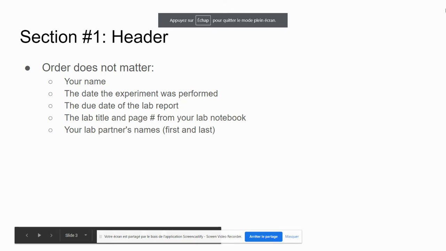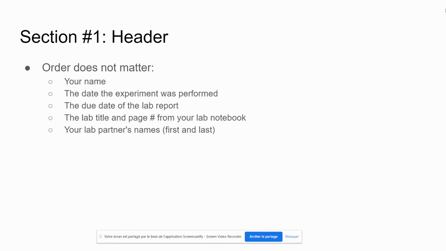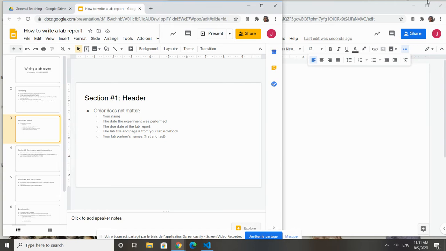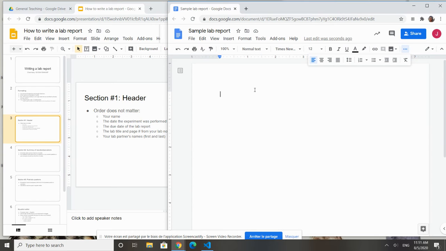All right, our first section is the header. This is free points if you do it correctly. I'm going to walk through what this would look like. All right, so you're going to put your name. So I'm going to put my name. You put your name. Must be first and last. You don't have to do middle initial. I just like to. And then you're going to put the date the experiment performed.